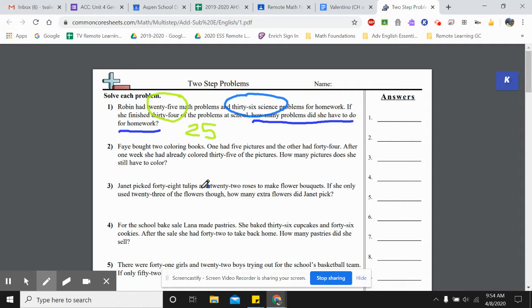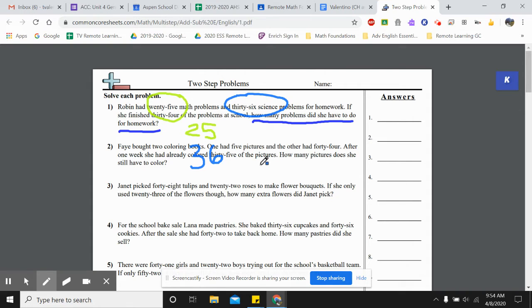I know that 36 looks like this. I'm going to write over the next question just because I don't have a lot of space, and it's really hard to write using this tool on the video. So we know that Robin had 25 math problems and she had 36 science problems.